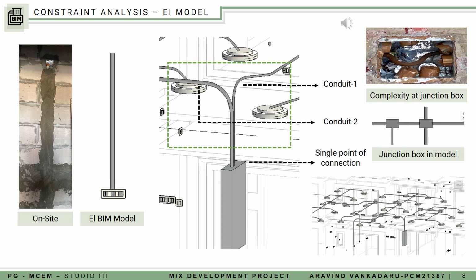Due to that, while modeling at a large scale using an LOD 300 model, it was so complex and complicated to model this. And to the extreme right you can see there are various junction boxes and various conduits meeting at one particular place. So here we have compared the on-site condition with the model where the conduits are meeting at one singular place, and how we have been modeling it in Revit.